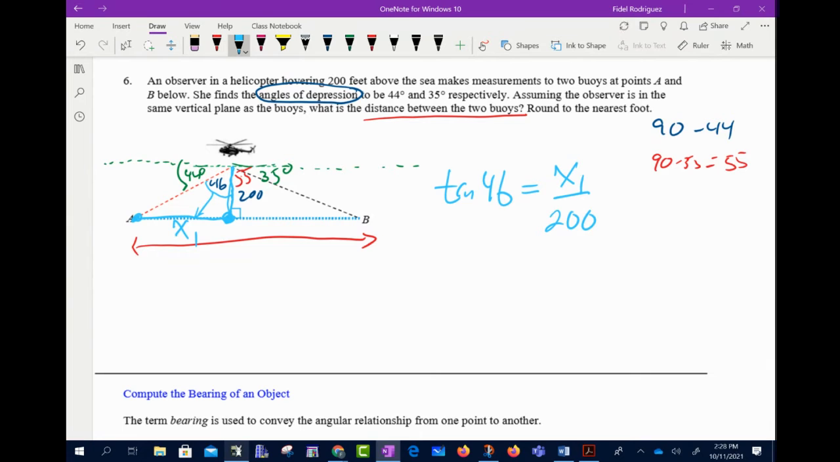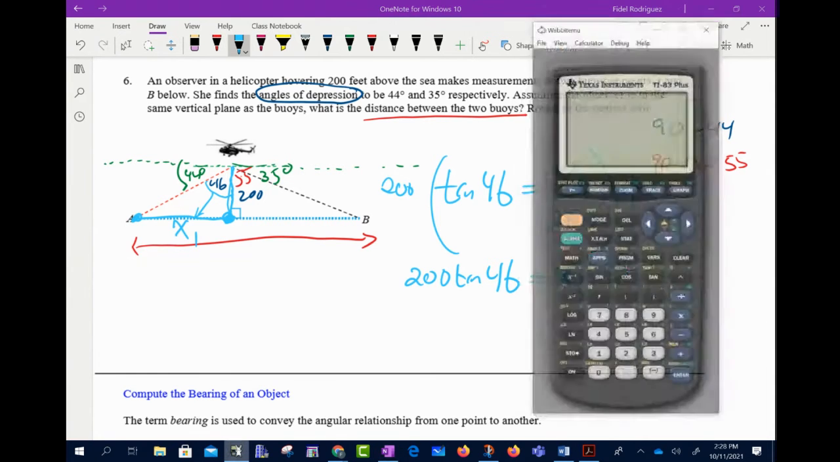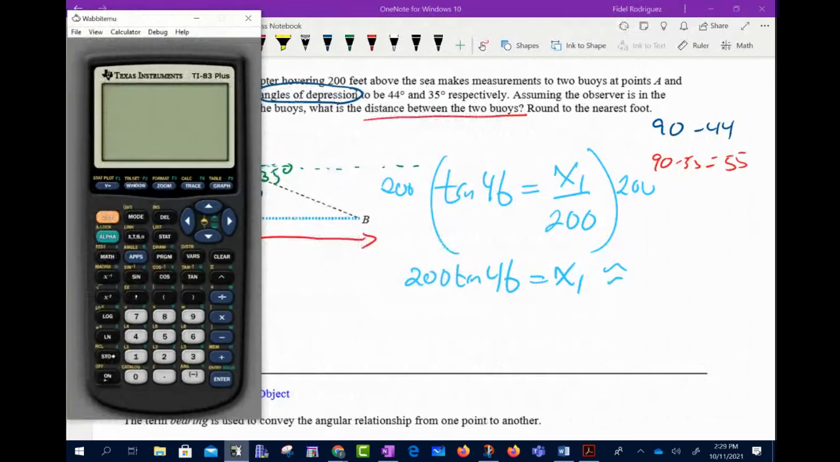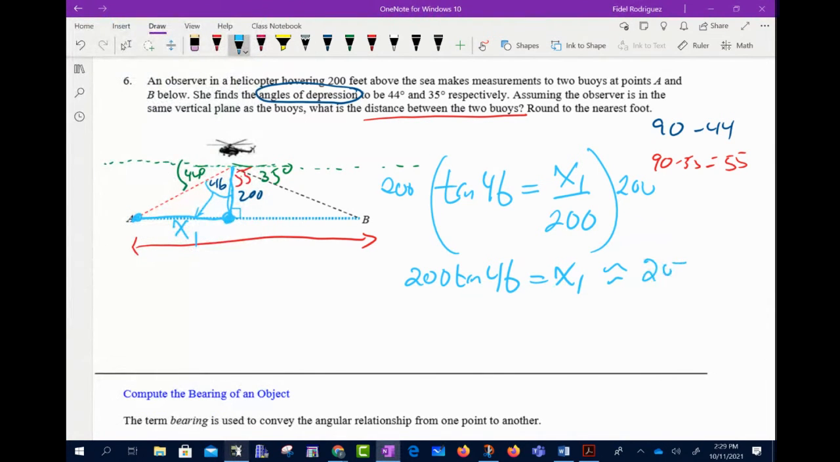And then if we wanted to find that x1, we'd say, look, let's multiply everything by 200. So we end up with 200 tangent of 46 is equal to x1, and then we can approximate that, right? So I'm going to pull up my calculator, move it over here, turn it on. So we're going to say 200 tangent of 46 degrees. And we're going to the nearest foot. So would you all say that's 207 or 208? 207. Okay. Now let's do the same thing over here.